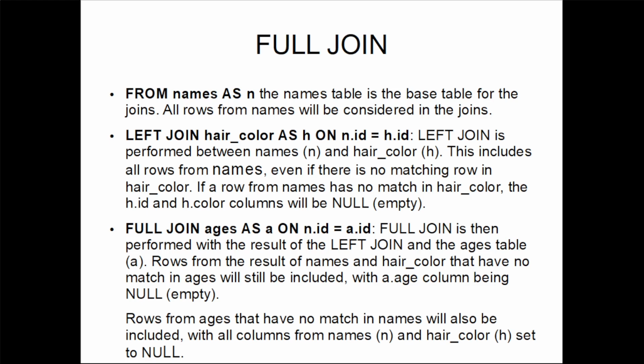Then we get the full join ages as a on n.id equals a.id, which performs a full outer join between the result of the left join, names and hair_color combined, and the ages table, aliased as a, matching where names.id equals ages.id. From the left join result, all rows from names, with hair_color matches or null, are included. If there is no match in ages, ages.id and ages.age are null. From ages, all rows from ages are included, even if they do not match an ID in names. For unmatched ages rows, all names and hair_color columns are null.